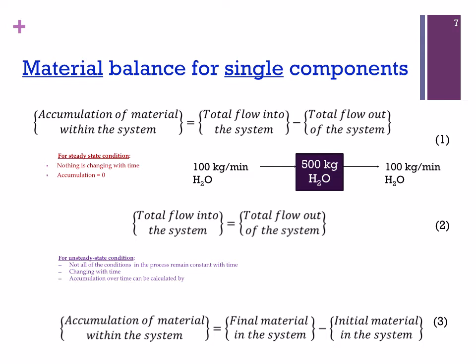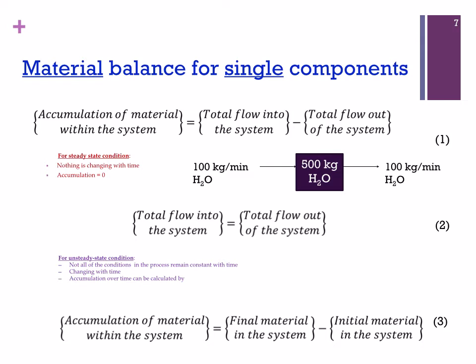Therefore, the material balance will become accumulation of material within the system equals total flow into the system, flow because it's a continuous process, minus the total flow out of the system. Therefore, if we have a steady state condition, the accumulation term will become 0, then the total flow into the system equals the total flow out of the system. This is just a simplification.